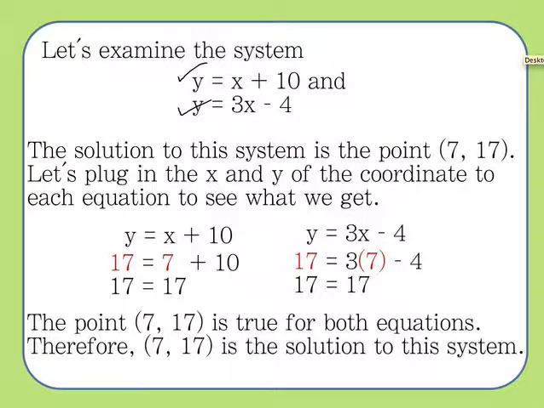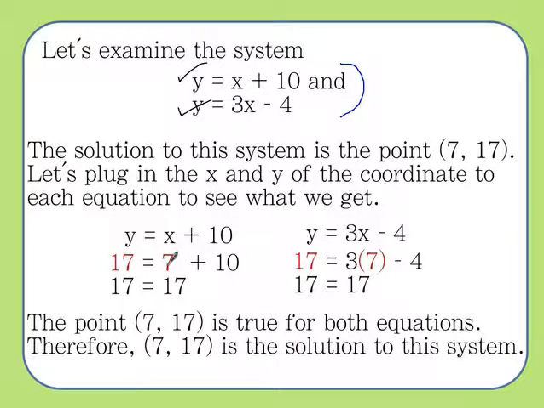So what that looks like is here we have y is x plus 10 and y is 3x minus 4. Okay? This is a system. We want to solve both of these equations at the same time. What a solution looks like to this system is, for example, the point (7, 17). If I was to substitute this point, this x and y value, into each one of my equations, 7 for x and 17 for y, to be a solution, it has to make both of these equations true.